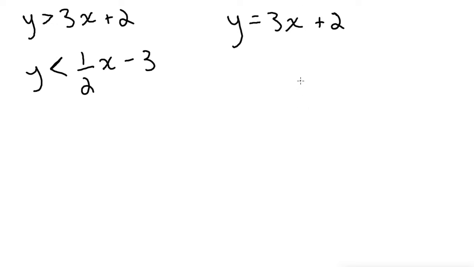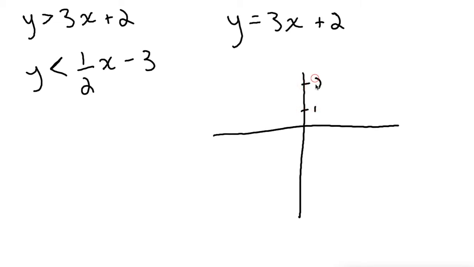But let's just say we have a graph, and I'll put it right here. And I want to make this 2 right here. That's going to be where I go up 1, and then I go up 2. So right here is going to be my first dot for this equation right here. So I have one dot right there.